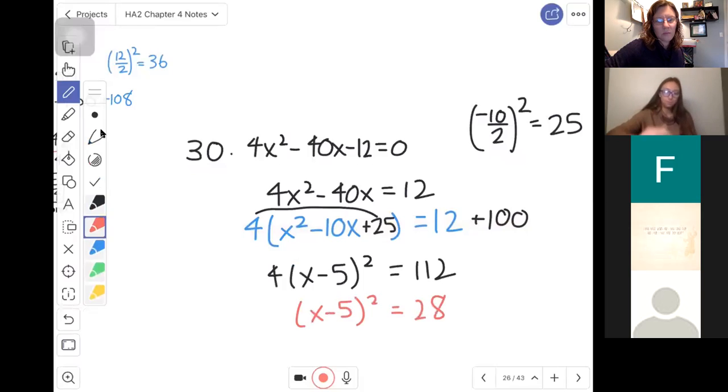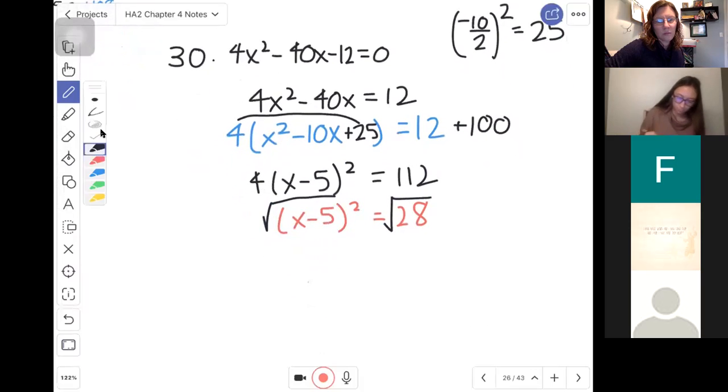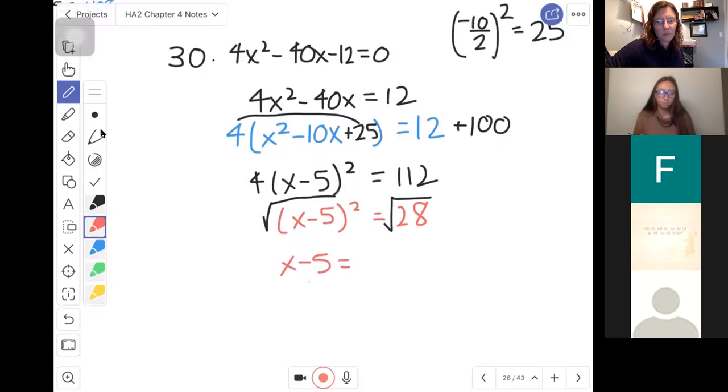What should we do next, Faith? You should take the square root. Good. So now we have x minus 5, and what do we get on the right? 2 square root of 7. Is there anything else we need with that 2 root 7? Positive and negative. Yeah. Good. And then what's our last step, Faith? You add 5 to both sides.